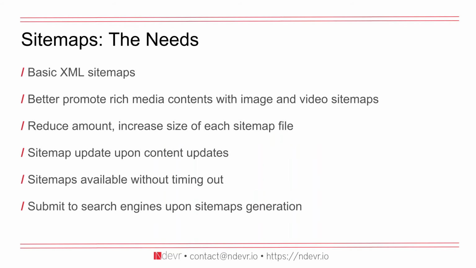So to do that, we just wanted to see what we really want for our sitemaps. This is pretty much the requirements for our phase 1. We want the basic XML sitemaps for the site. We also want to promote the rich media content with the image sitemap and video sitemaps. And we want to reduce the number of XML files that we generate and increase the size of each sitemap file.